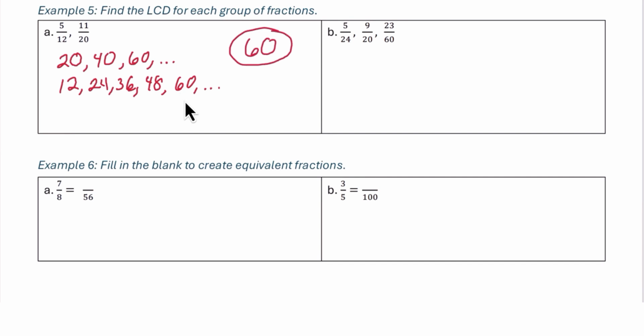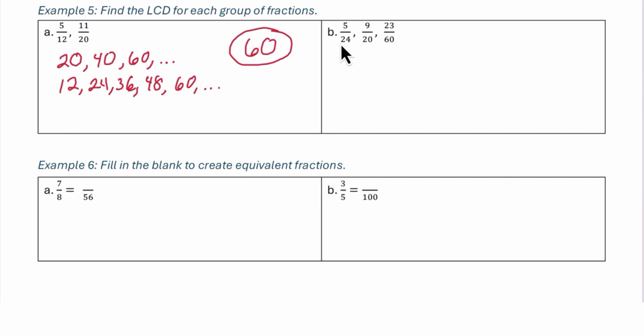Our goal is to eventually be able to add these two fractions or subtract them. But remember, in order to add and subtract fractions, we need a common denominator. Right now, the denominators are not the same. We will eventually rewrite these two fractions using the LCD of 60. And if they have a common denominator of 60, we can then add or subtract them. We'll investigate this more in the next section. For now, let's just find the LCD.